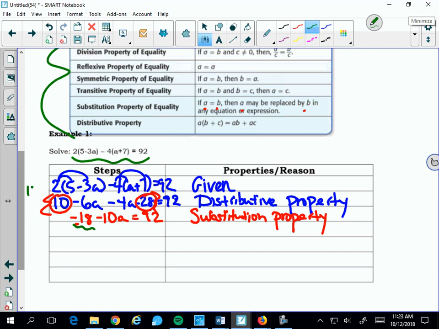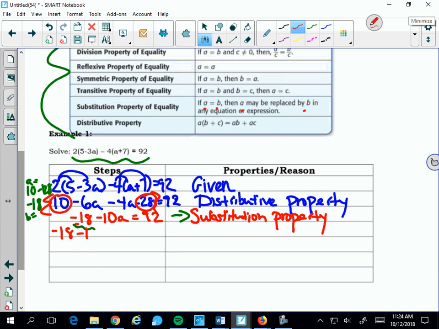So my little 10 minus 28 is negative 18. That's technically my b, I guess, whereas 10 minus 28 is my a, and negative 18 is my b, so I can throw that in there. And the same thing with the negative 6a and negative 4a. So pretty much places where you would normally say, oh, I'm just simplifying this, that's the substitution property. And we're going to see that relatively often here.